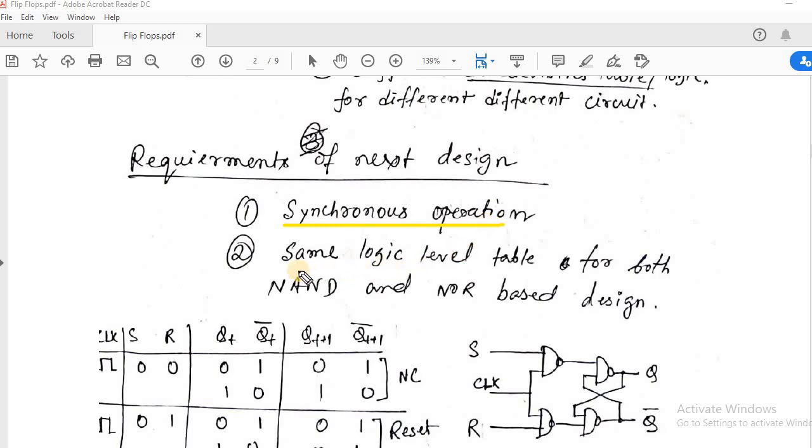Also, the same logic level table for both NAND and NOR based design. That means we will implement NAND and NOR based design, but for both the cases the characteristic table will be the same. So how will we achieve it?